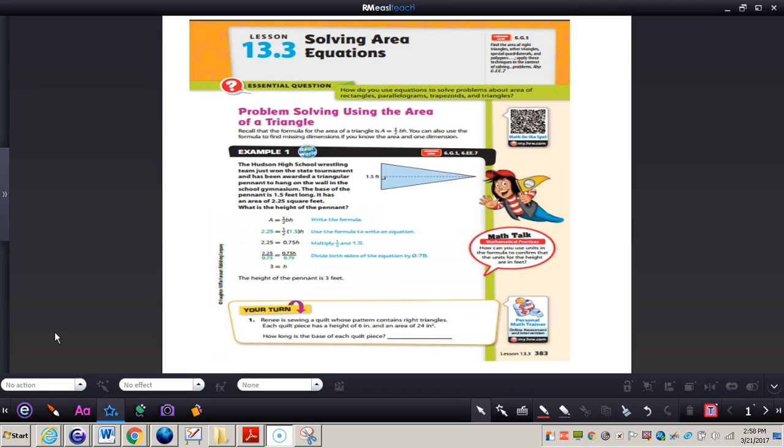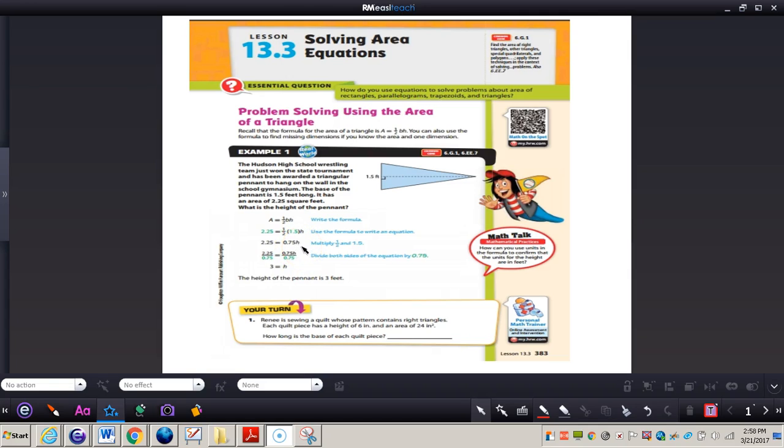Now, what we need to figure out is just the height. So we know the area. So first of all, area equals 1/2 times base times the height. We need to write the formula out. Now we're going to use the formula to write an equation. So we have 2,250 equals 1/2 times 1.5 times the height. Now we do not know the height. That's what we're trying to figure out. Now, first of all, we need to multiply the 1/2 times what we know, that's 1.5. Okay, so now we have 2,250 equals 7,500 times our variable, the height.